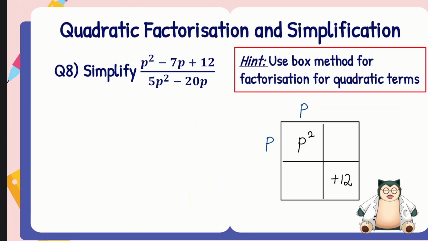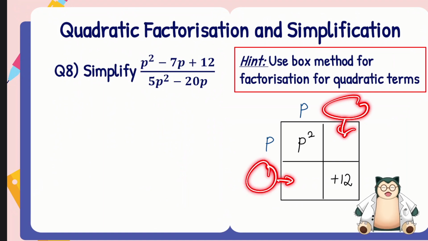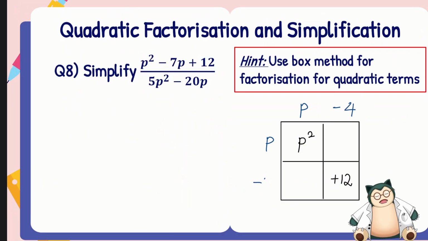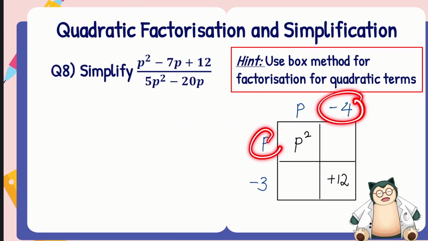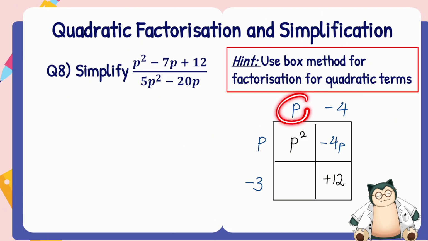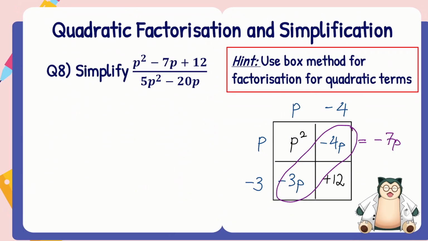Now, look at the middle term here, negative 7p. However, our last term, 12, is a positive term. So how can we have two numbers multiplying to get a positive number? Correct? So that's a hint that your second number must be a negative number. So over here, we'll try negative 4 and negative 3. What is negative 4 multiplied by p? We get negative 4p. What about p and negative 3? You'll just get negative 3p. And then when we add the diagonal terms, this will give us negative 7p, which is exactly what we wanted.